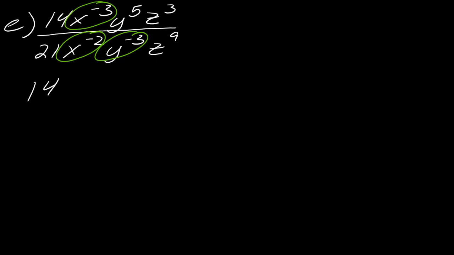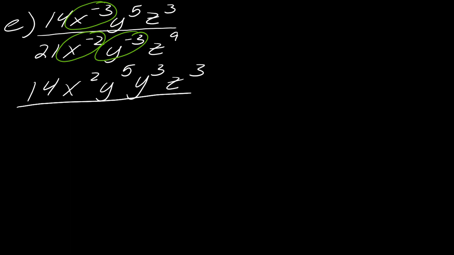I haven't even dealt with the numbers at the moment. I like putting everything in alphabetical order, so I brought the x to the second up. I've got y to the fifth, and then I'm putting the y to the third next to it, and then I've got that z to the third. And then all of this is over 21. The x to the third will come down, the y's are gone now, and then I've got the z to the ninth.